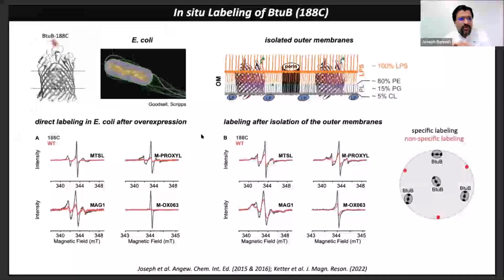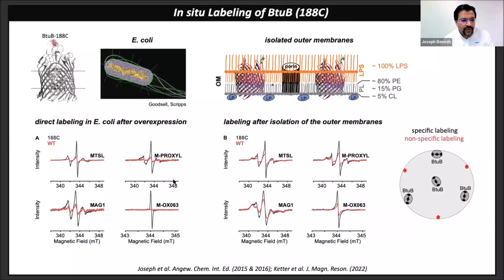Here we are talking about direct labeling of the cobalamin transporter BtuB at position 188 on the second extracellular loop. The labeling is performed either directly in E. coli or in isolated outer membranes. And as you can see here, all these labels give a much higher signal for the cysteine variant compared to the wild type.